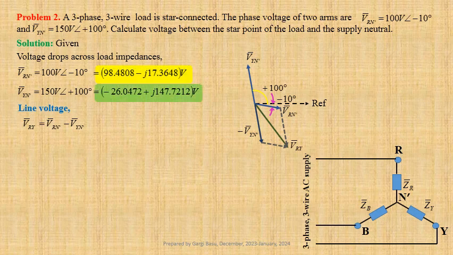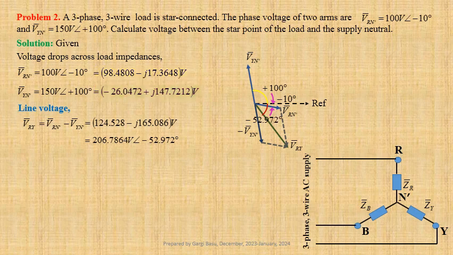Expression for line voltage Vry equals Vrn dash minus Vyn dash. Using values we get 124.528 minus j times 165.086 volt. In polar form, this may be written as 206.7864 volt at an angle minus 52.972 degree. Line voltage Vry may be expressed as VL at an angle minus phi Ry.